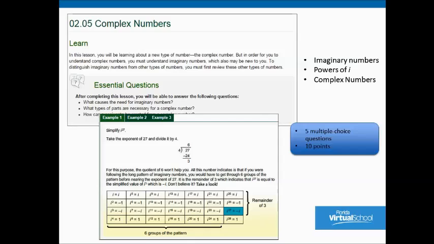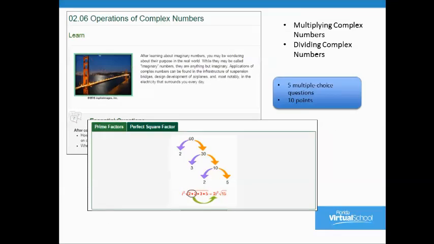2.05, they start getting into complex numbers, which are their imaginary numbers, powers of i, and their complex numbers. The examples in this lesson are sometimes tabbed, so the students will need to click on those tabs to get to the examples themselves and the explanations of those examples. The assessment for this lesson is 5 multiple choice questions worth 10 points.